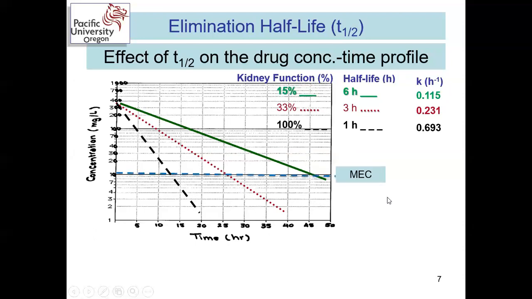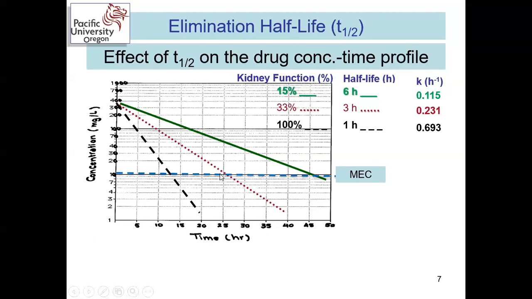So let's take an example. If our drug has a minimum effective concentration of 10 milligram per liter, see the dosing regimen for a patient with a normal kidney function, we will give this dose every around 12 hours. Because by 12 hours, plasma concentration will reach MEC, so we have to give another dose to keep the plasma concentration above the MEC.